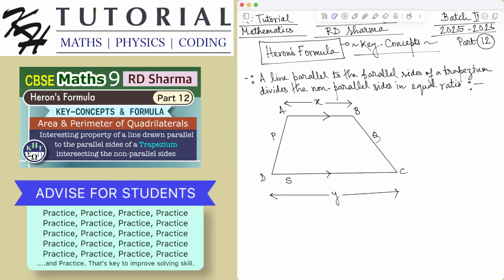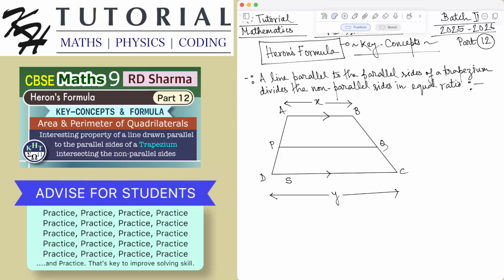Okay, so we have a trapezium ABCD where the parallel sides are AB and DC, and the length of AB is X and the length of DC is Y. Now if I draw a line parallel to the parallel sides AB and DC, and let's say these two lines are intersecting the non-parallel sides at the points P and Q.